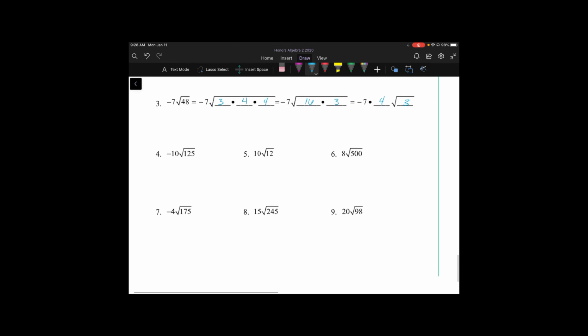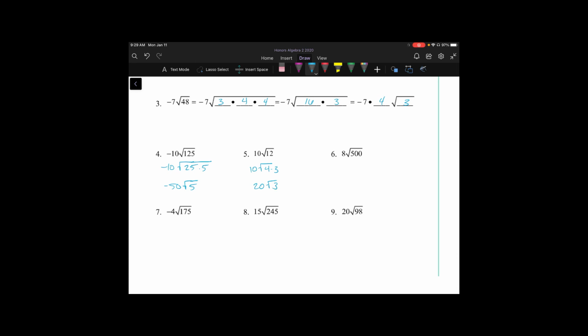Let's go ahead and do these last ones here. So square root of 125, that's negative 10 times it. The square root of 125 is 25 times 5. So a 5 is going to come out, and 5 times negative 10 will be negative 50, and the 5 that we had will stay in the house. Let's see, number 5, keep the 10 outside. 12 is 4 times 3. The 4 is a perfect square, so it'll come out as a 2. 2 times 10 is 20. So we get 20 roots of 3.